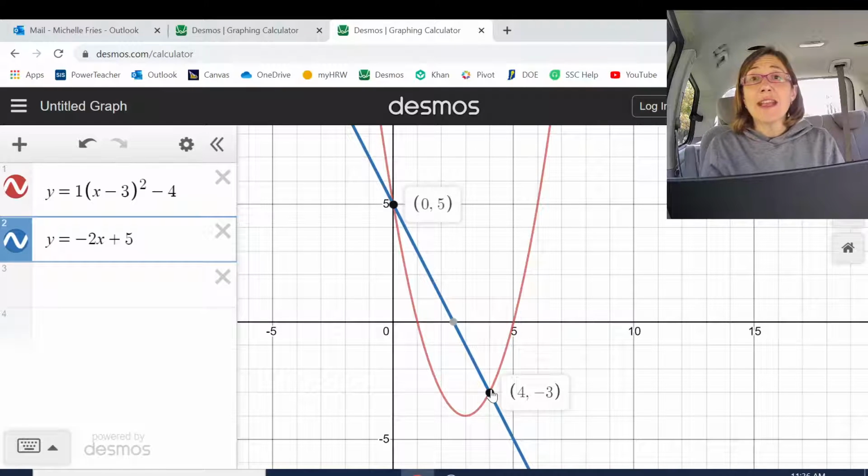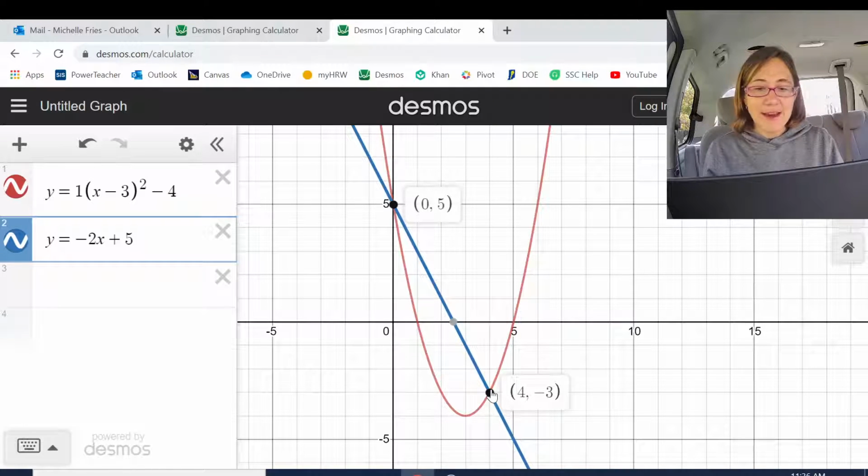What I want you to do is log on to Desmos and see if you can play with moving around either the parabola or the line and see if there are any other ways that this parabola and line can interact. Do they have to have two solutions? Do they have any other possibilities, kind of like the linear one? Go ahead and pause me and see what you can figure out.